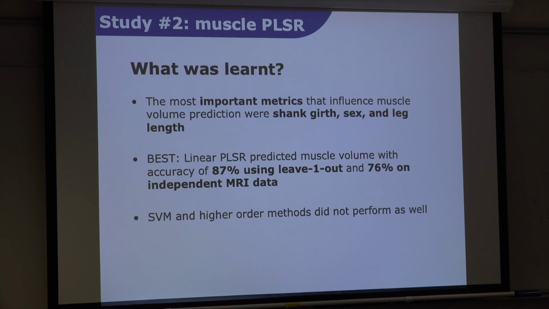What we learned from the study is that the three most important anthropometric measurements that influence muscle volume are shank girth, sex, and leg length, respectively. Of all the models that we compared, the best one was the linear partial least squares regression, at an accuracy of 87% using leave one out and 76% on the independent MRI data. When we looked at SVM and other higher order polynomial methods, they did not perform as well, mainly due to overfitting again.